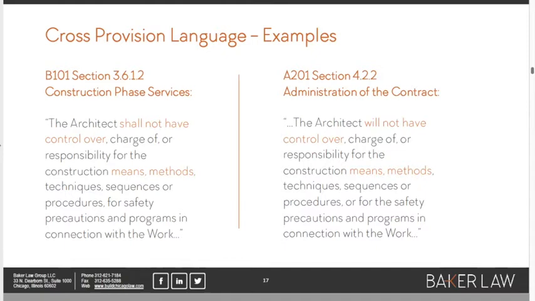I'll often be involved in a project and I'll ask an owner or an architect, hey, give me your owner architect agreement. Let me see it. I'll only get the B101. And you know what? I'll say, where's your A201? They're like, there wasn't one on this project. And I say, okay, that's a mistake, right?